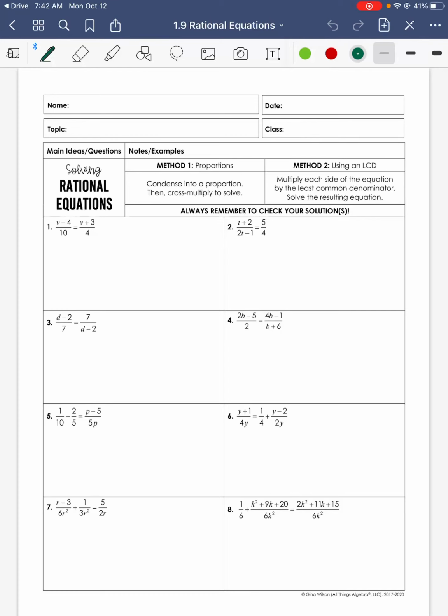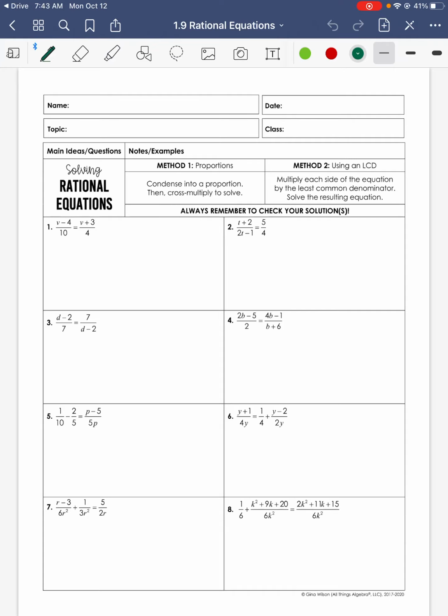Okay, here we have section 1.9, which is rational equations. A rational equation is just an equation where you have a lot of fractions involved, okay? So this is where we will be using those skills that we did when we were simplifying rational expressions. It's going to come into play a lot when we're solving these rational equations.